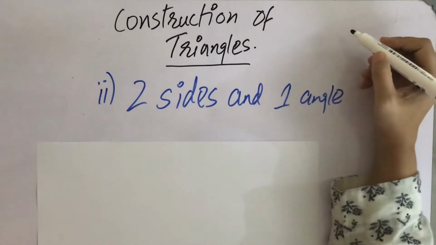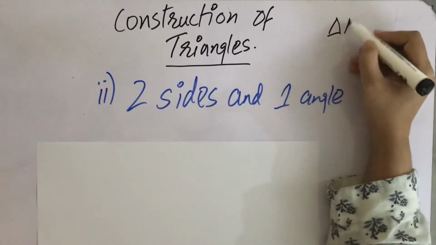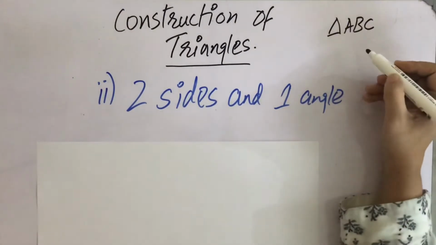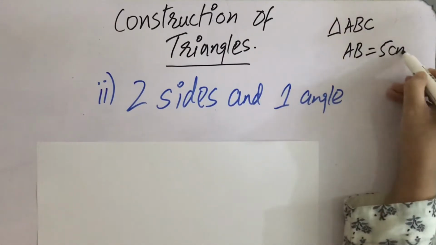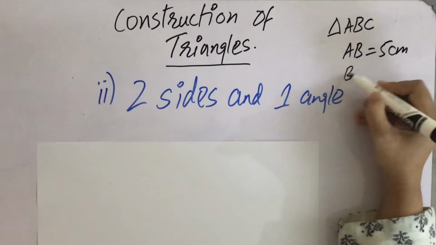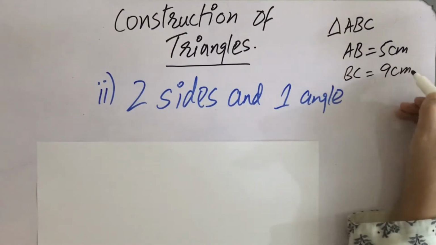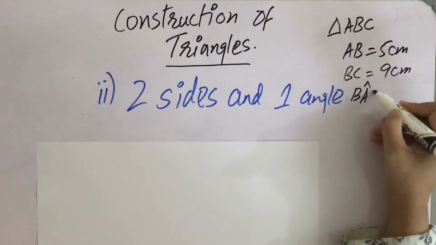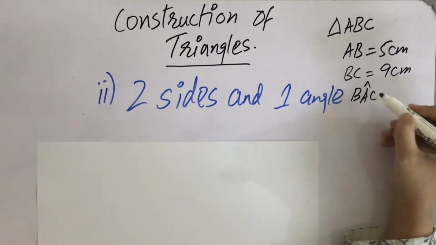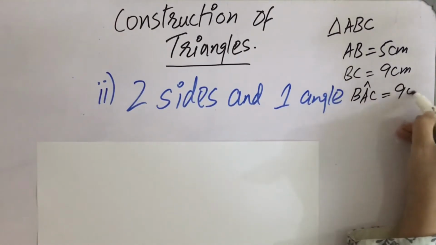Two sides and one angle. So here I have triangle ABC. I have AB 5 centimeter, BC 9 centimeter, and angle A, BAC, is 90 degree.